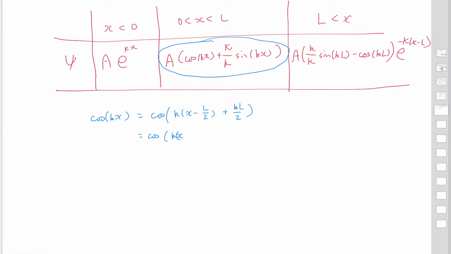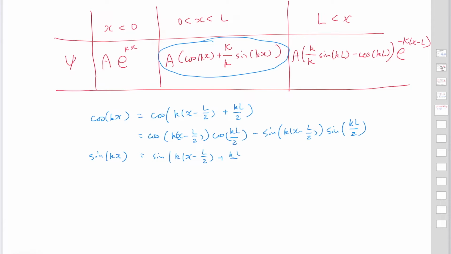Cosine of k(x minus L over 2) cosine kL over 2 minus sine k(x minus L over 2) sine kL over 2. For the sine, sine of k(x minus L over 2) plus kL over 2, so the addition formula for the sine.